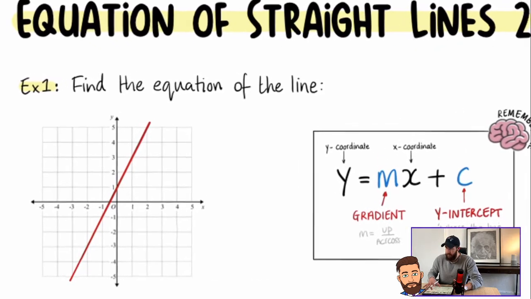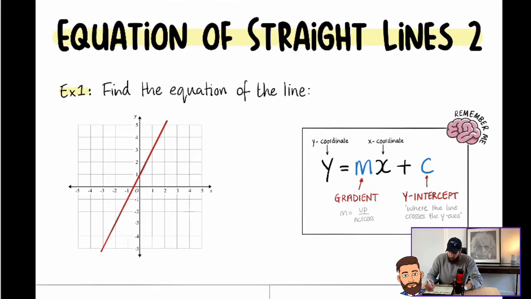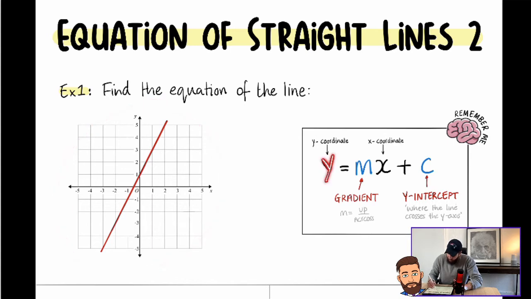Now, equations of a straight line 2 is where we're going to take a graph that has a straight line on it and use what we learned in the last lesson, y equals mx plus c, to form the equation.